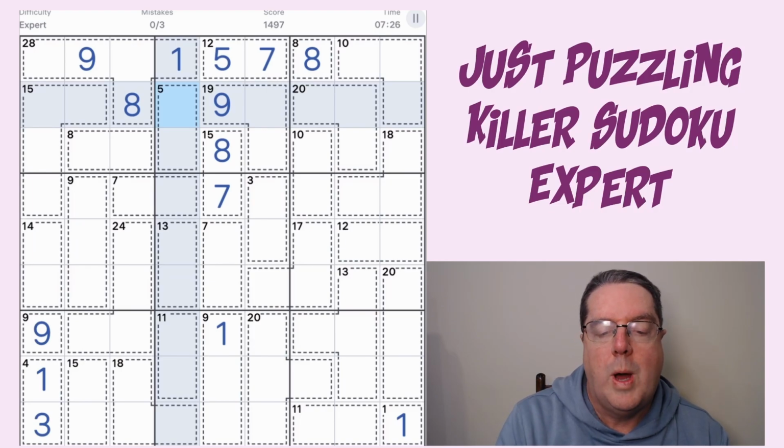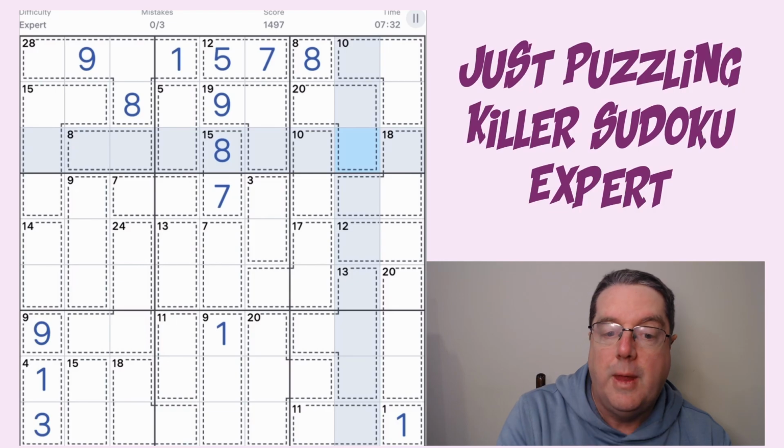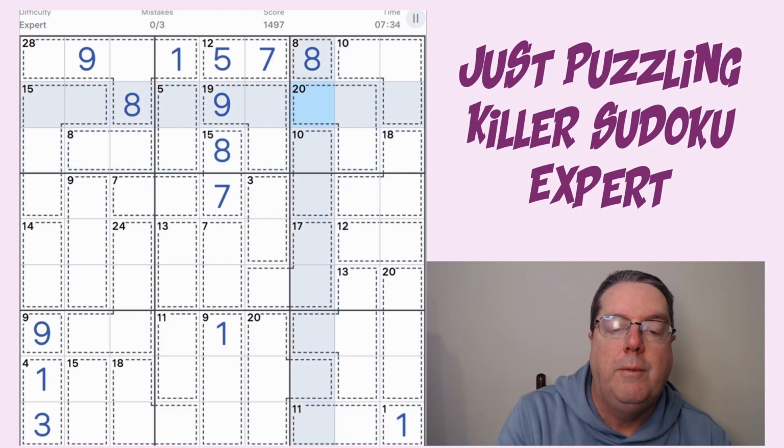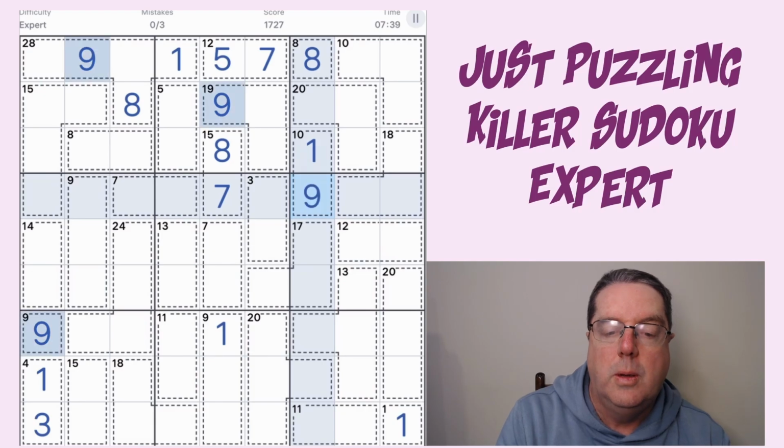So we can see 1 can't be in this column, 1 can't be in this row, and 1 can't be in that there. Reason 1 can't be that there, because that's 1. 1 from that would leave 19 as a 2 digit. I can't have that. So that's a 1. That's a 9. Alright, so 1 can be here or here.